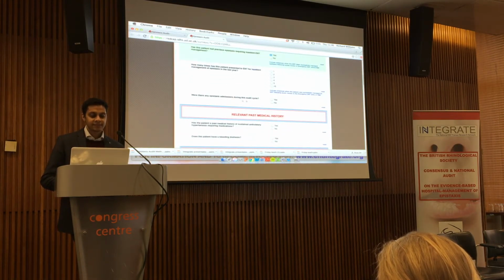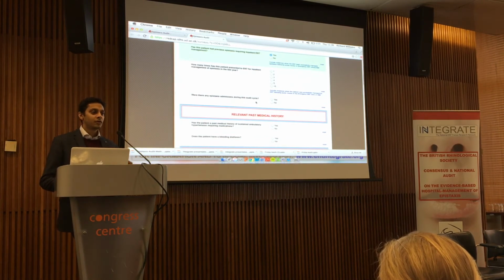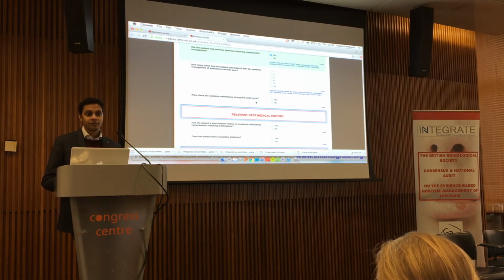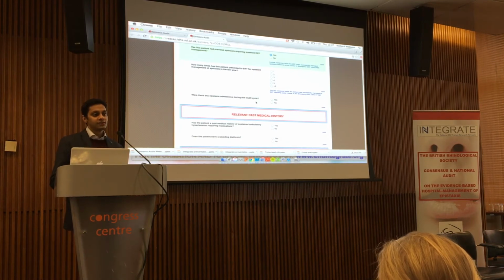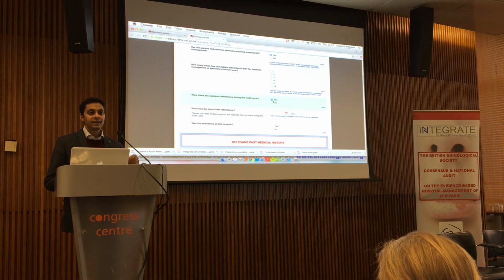Were there any epistaxis admissions during this? So the next bit, because we can't identify these patients, because we don't have NHS numbers, we don't have hospital numbers, it's difficult for us to keep track of whether this is a readmission during that audit cycle, whether they were seen a week ago, whether they were seen in another hospital. So this is a question specifically about were they admitted previously during this audit window? And if the answer is yes, then it opens up a few more questions.